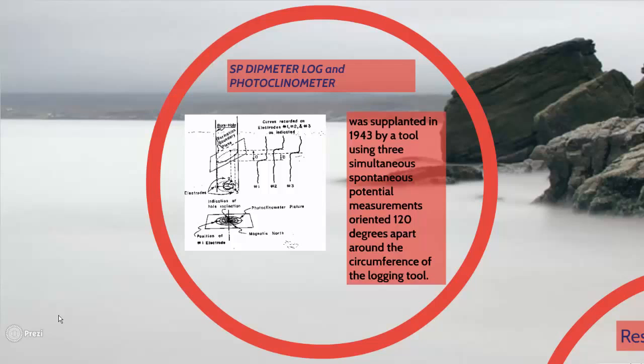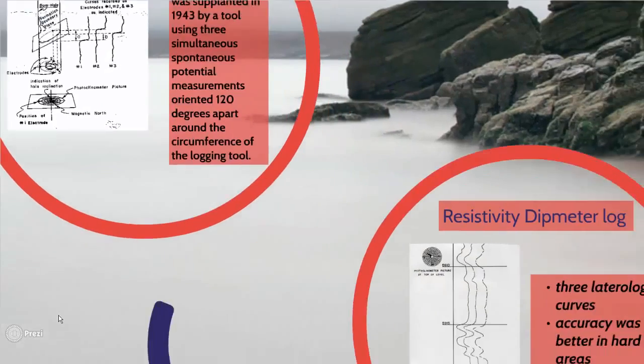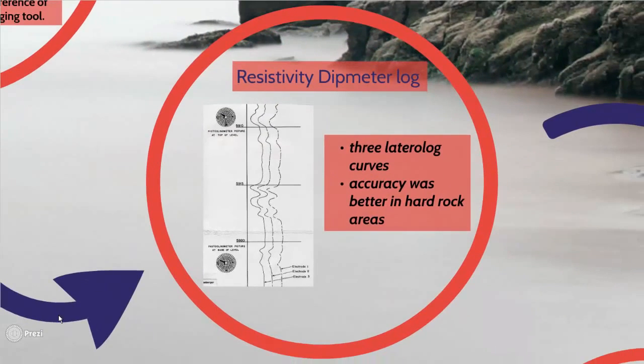The anisotropy dipmeter was supplanted in 1943 by a tool using 3 simultaneous spontaneous potential measurements, oriented 120 degrees apart around the circumference. The second one, resistivity dipmeter. The resistivity dipmeter used 3 lateral curves instead of the SP curves, mounted on the same rubber arms as were used for the SP version. Accuracy was better in hard rock areas. A sample is shown below.